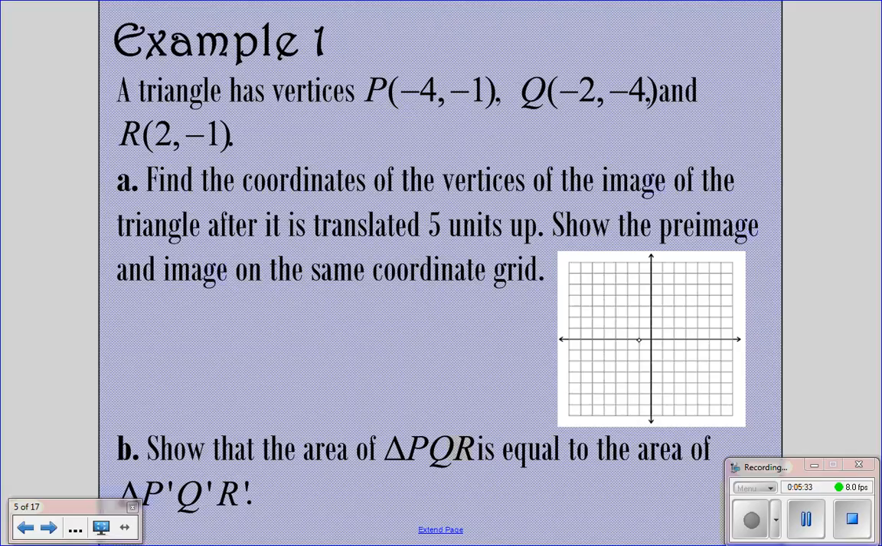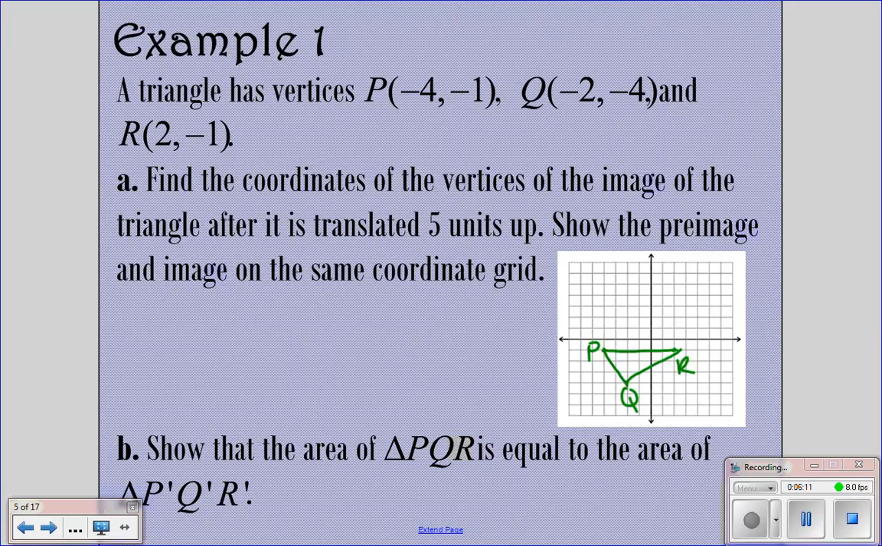So we have -4, -1 for P, and then we have -2, -4 for Q, and then we have R, 2, -1. And so we need to connect our vertices. And so there's your pre-image.